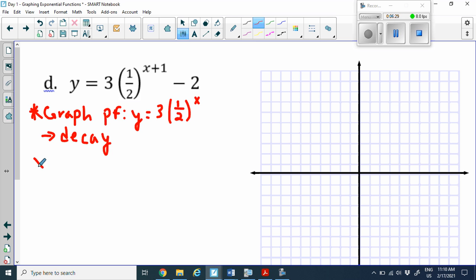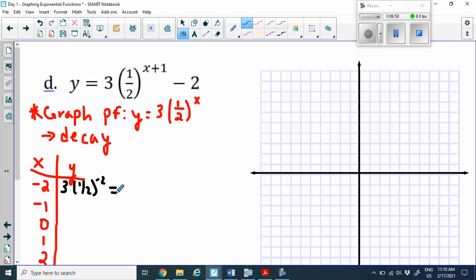Okay, we do our xy table. And we start from -2 all the way to +2. Okay, plugging that in, we have our first one of 3 times 1/2 to the -2nd. That will switch it into a 2, and 2 squared is 4. 4 times 3 gives us 12. And then 3 times 1/2 to the -1st. That will flip it into a 2. 2 times 3 gives us 6.